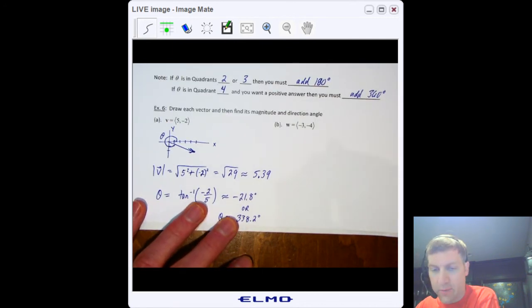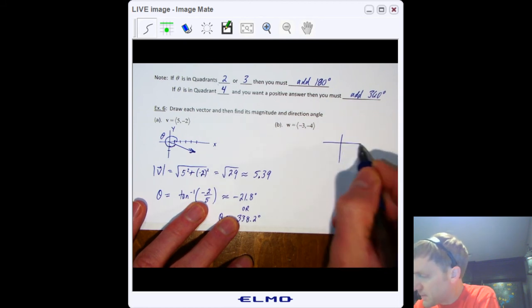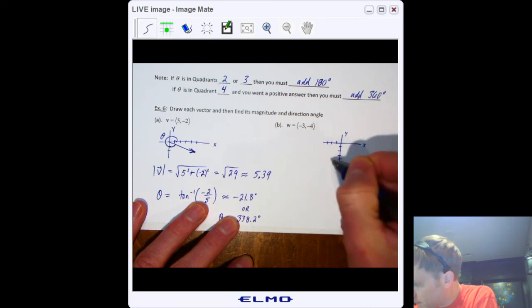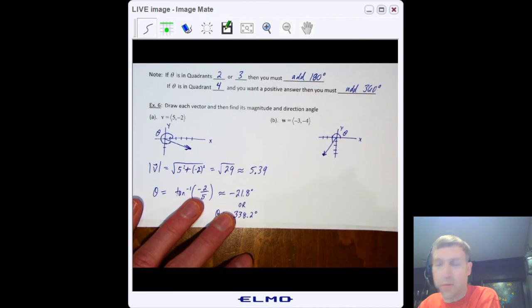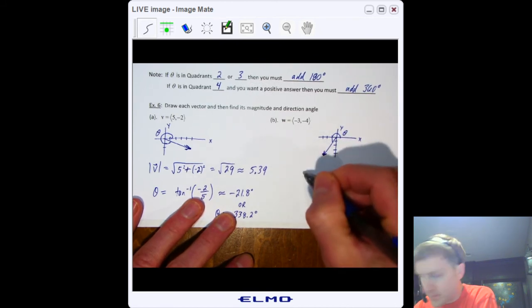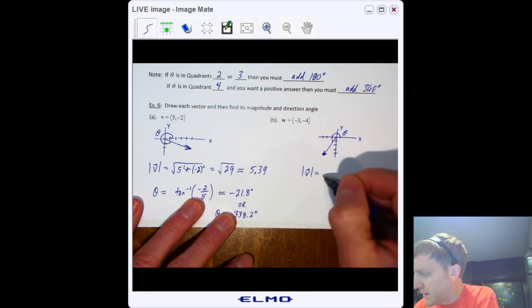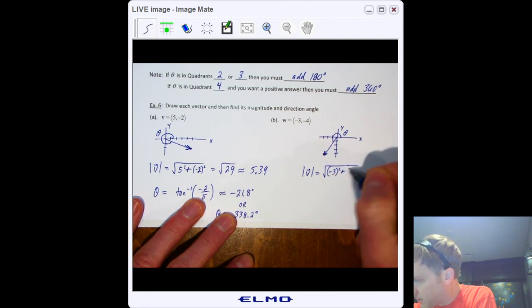Let's draw -3, -4. Okay, that's going to be in quadrant 3 here. So to the left 3 and down 4. Okay, so again, when I want to find my angle, theta, it's always measured in the positive direction from 0. So first thing I want to do is the magnitude of V. Okay, square root of -3 squared plus -4 squared.